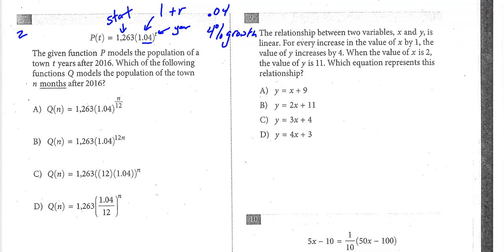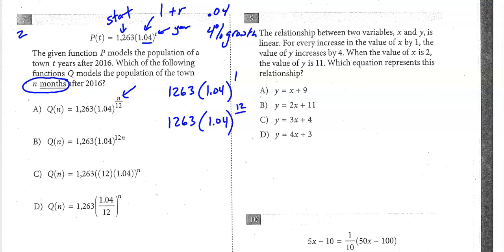So it says, which of the following functions models the population of the town n months? So they're switching on us from years to months. Well, if after 1 year it's 1263 times 1.04 to the first power, that's after a year. If we want to do it in months, well, 12 months is 1 year. So I believe this first equation is going to work because that would be 1263 times 1.04 and then times 12 over 12. So that would basically figure it out for me if I knew the amount of months.